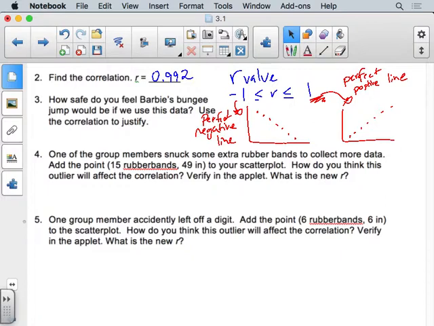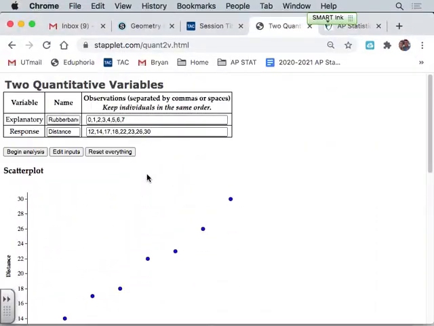Sounds good. So one of the group members snuck some more data. So we're going to add this data point to our scatter plot. But before we do that, how do you think this outlier will affect the correlation? So adding a point at 15, 49. Let's check. So think about it before you look at your graph. What do you think? You don't even have to say it or write it, but what do you think it might do? And let's see what it does.